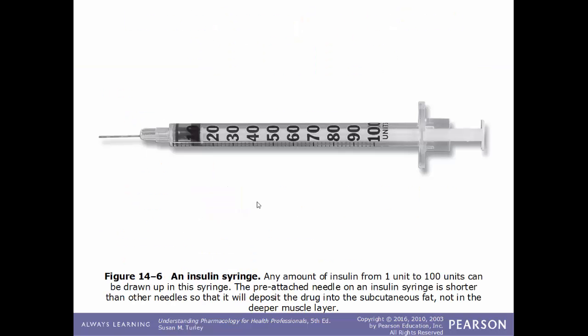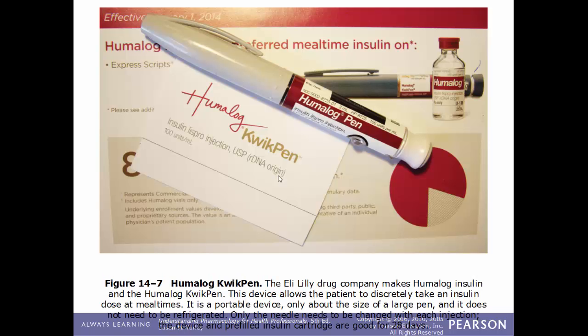All right, in this image we have an example of an insulin syringe. You can tell by the very large numbers that indicate the number of units of insulin. Again, this is only used for administering insulin. It cannot be used for any other type of liquid drug. In this image we have an example of a Humalog QuickPen. This is roughly the size of a large writing pen, and it's already preloaded with insulin. So this would be an insulin injector device.